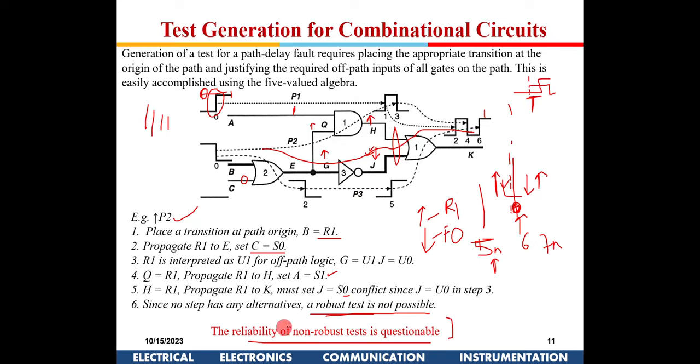In that case, I say, although I'm getting one here, I can't be very, very sure that this path doesn't have any fault. But if we are able to do a robust test, then we can say this is fine. If the robust part is okay and another path has a little problem, it will also not affect our performance; the output will not be affected. That is known as a robust path.